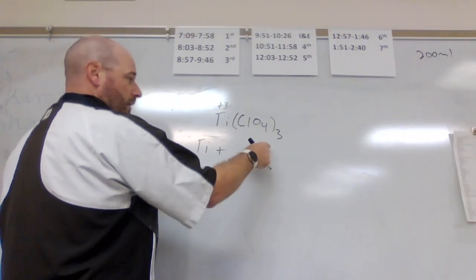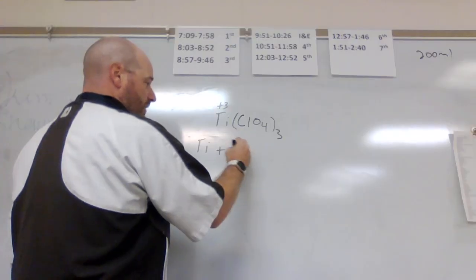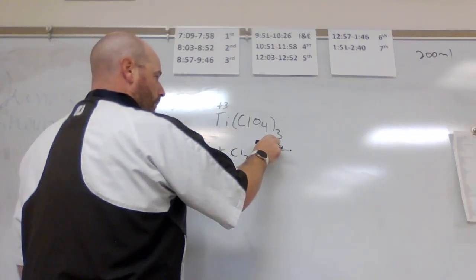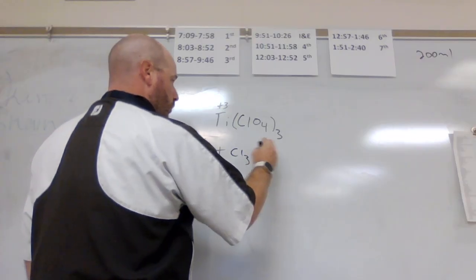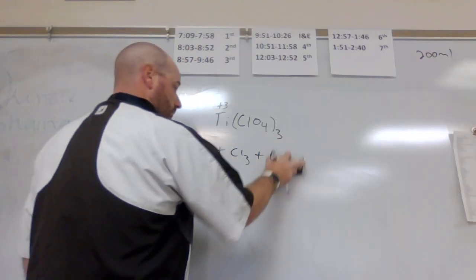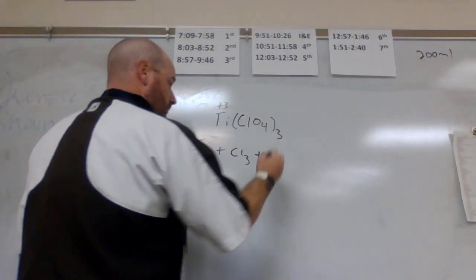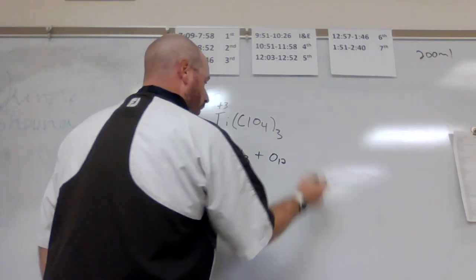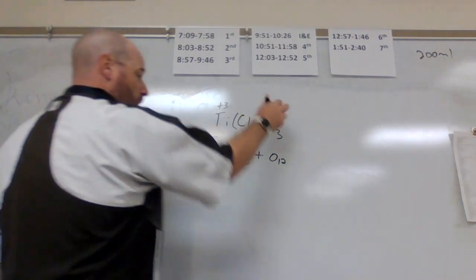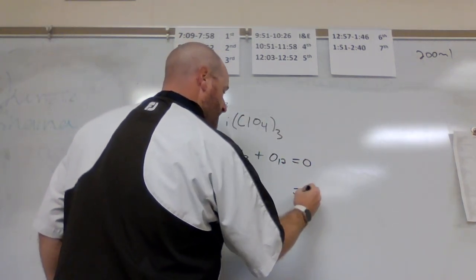So we're distributing. 3 times 1 is 3, so that's going to be Cl3. Then we have 4 times 3, which of course is 12. I don't know why I put a 10. So O12. Okay, so everything's out now. No charge, so we're equating this to 0.